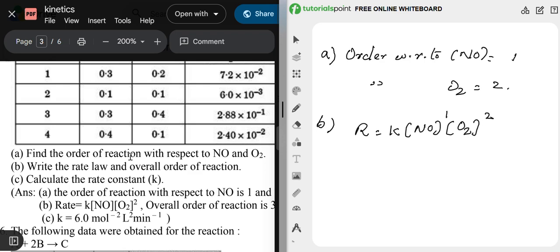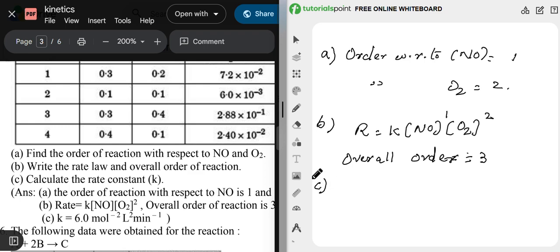Be specific about the question and answer. Then the next part of the question, overall order. So write it down. Overall order is equal to 3. 2 plus 1 is equal to 3. Okay, I hope you know that. Then calculate the rate constant.